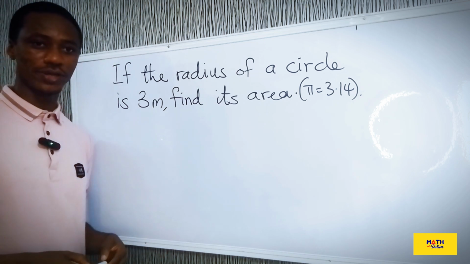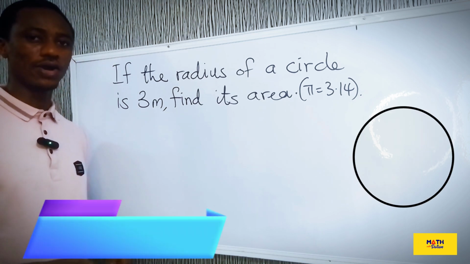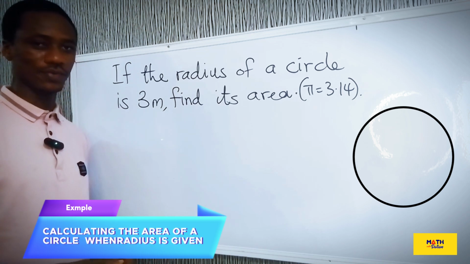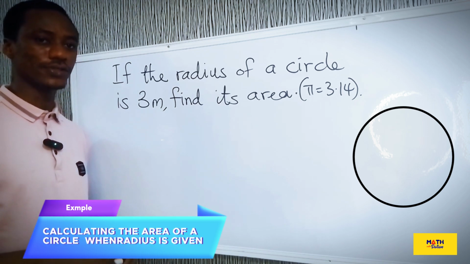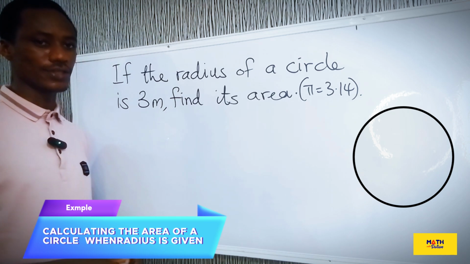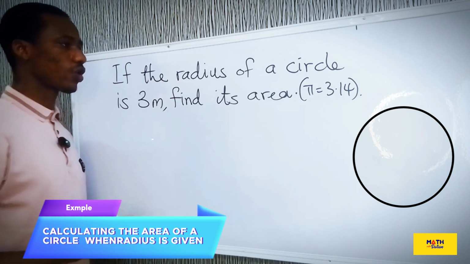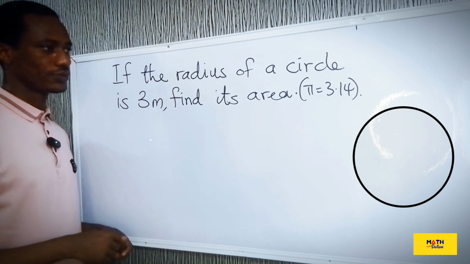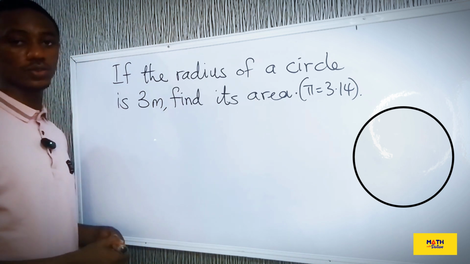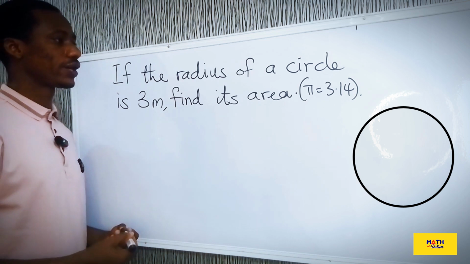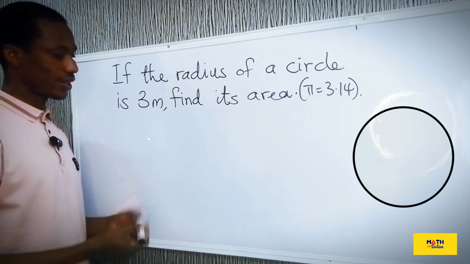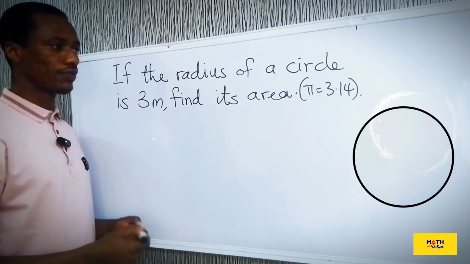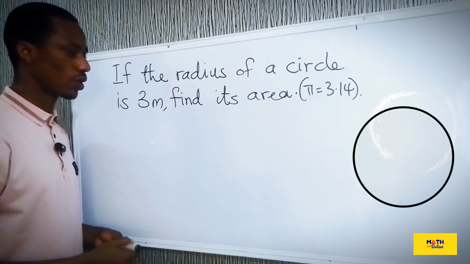This is example 3 in the playlist, area of a circle. If you're seeing this for the first time, please do check our previous videos on the area of a circle. If the radius of a circle is 3 meters, find its area. And we're given pi as 3.14.